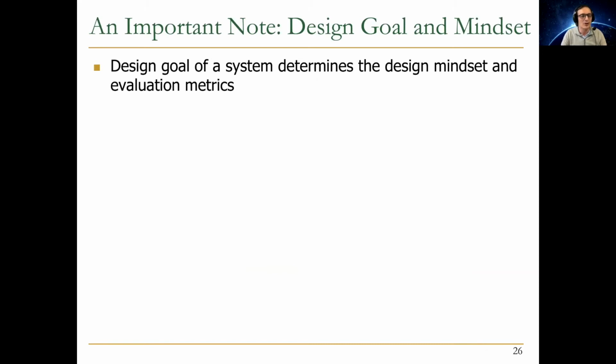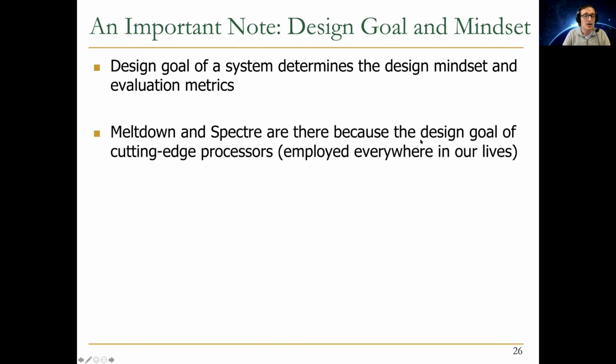Okay, before I move to RowHammer, based on that cartoon, let me put this important note. Basically, the design goal of a system determines the design mindset and evaluation metrics. So Meltdown and Spectre are there because the design goal never thought about security. And rightly so, I think, because security was not that important. And the drive was always for high performance for some time.